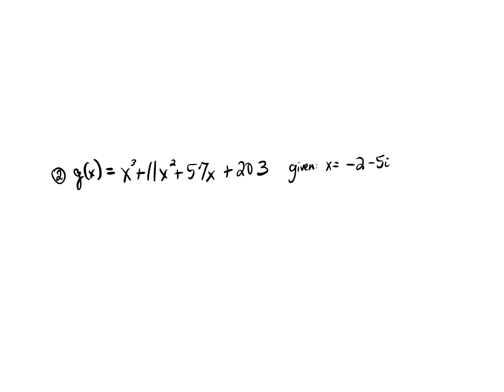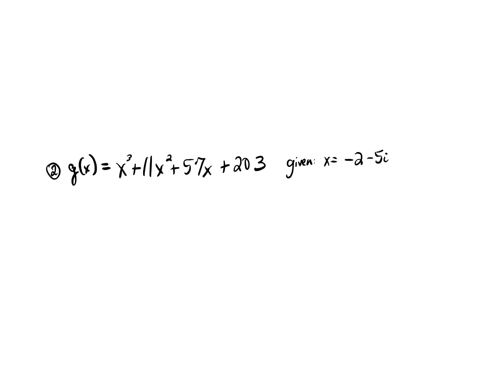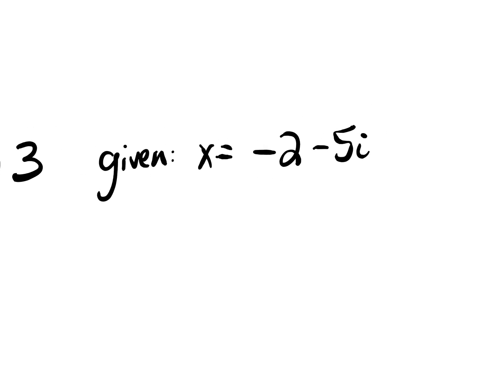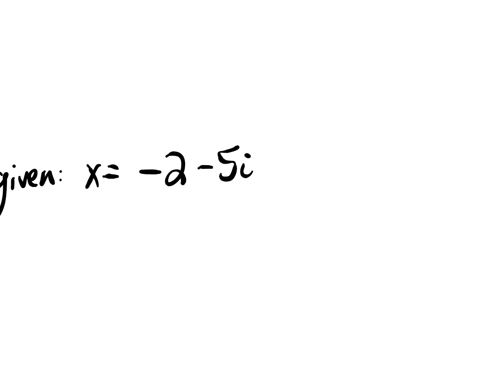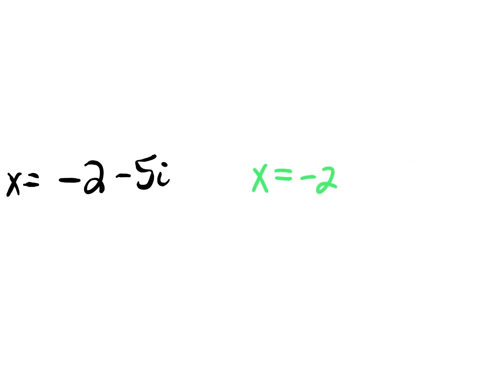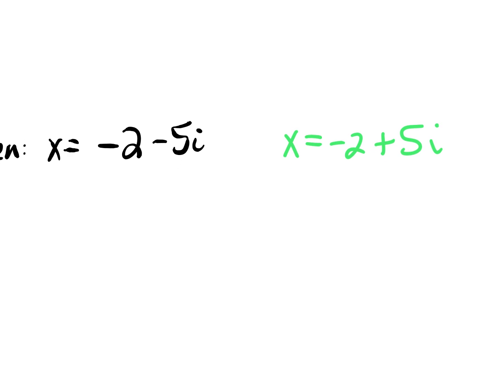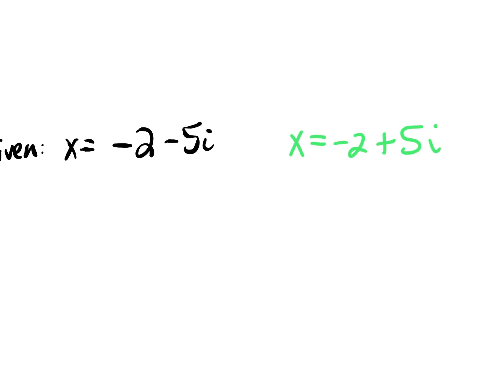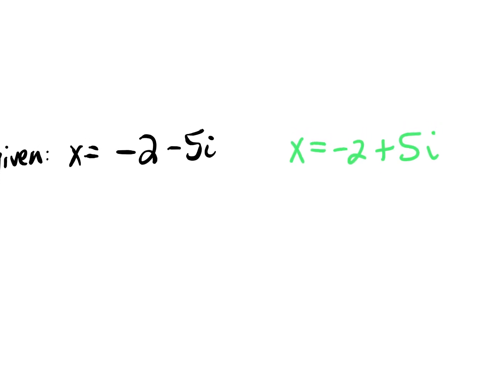How many answers do I have total? Total, I have 3. How many did they already give me? 2. They already gave me 2. So I only have to find 1 here. So I have x equals negative 2 plus 5i. All right, they already gave me 2. So what do I do first? I'm going to take these 2 that they gave me and multiply them together, correct?